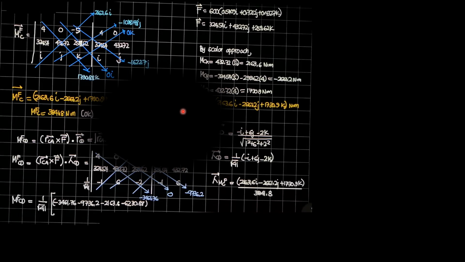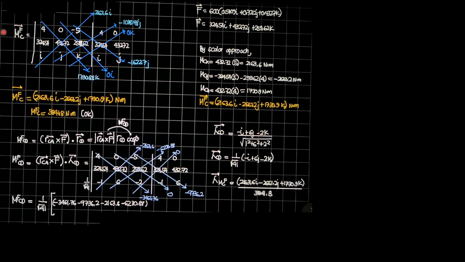So for the moment of F about C, first in vector form, which is RCA cross the force. This is the force in vector form: magnitude times the unit vector of the direction, which is RAB cross RAC, the unit vector of RAB cross RAC. So the magnitude of the force is 600. Then we have the moment of F about C, which is RCA cross F.